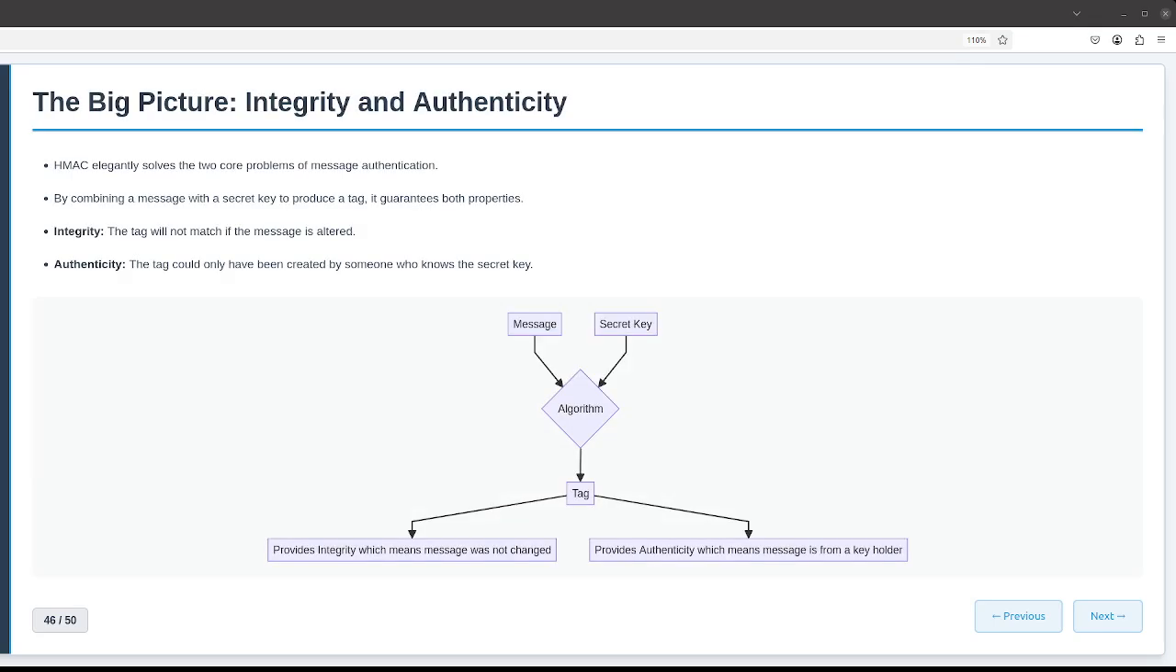The big picture: integrity and authenticity. Let's return to our two original questions. By producing a tag from a message and a secret key, HMAC provides definitive answers. If the tag is valid, we know the message has not been changed, giving us integrity. And because generating a valid tag requires knowledge of the secret key, we know the message must have originated from another party who also holds that key. This provides us with authenticity. HMAC is a complete and robust solution for message authentication.